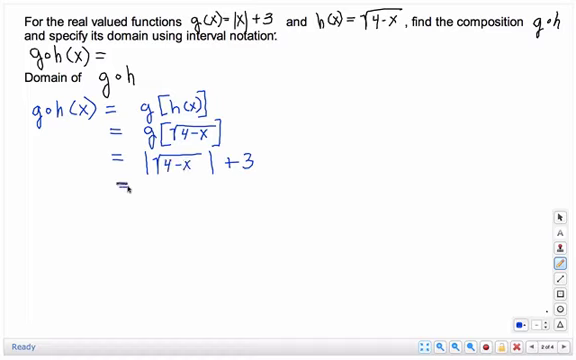Now, when I look at this, I need to see if I can simplify. I notice that the absolute value here is really kind of redundant, because whenever I take the square root of something, that value has to be 0 or bigger, which means it's going to be positive anyway. So I'm just going to simplify this by getting rid of that absolute value function. And that's really all I can do. I can't add the 4 and the 3 together because one's inside of the square root and one's outside of the square root. So this is my composition function.